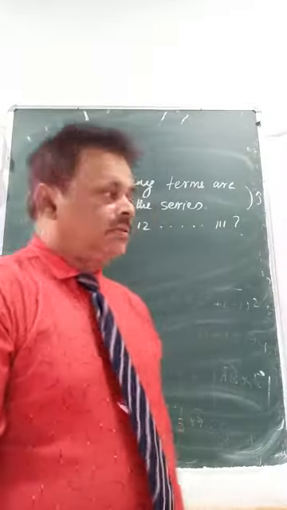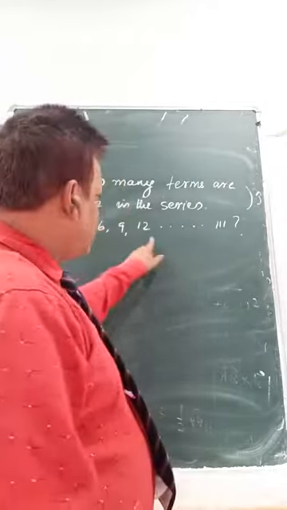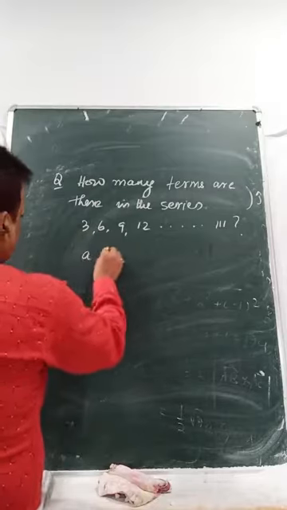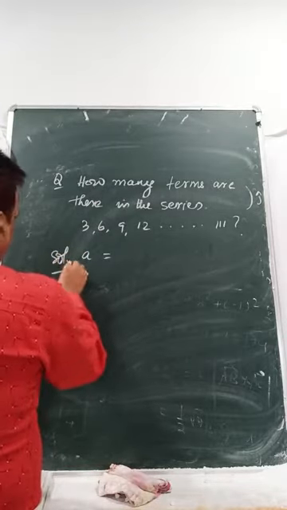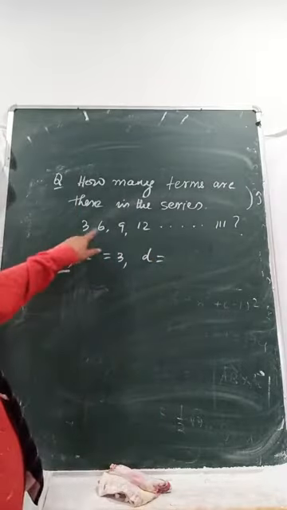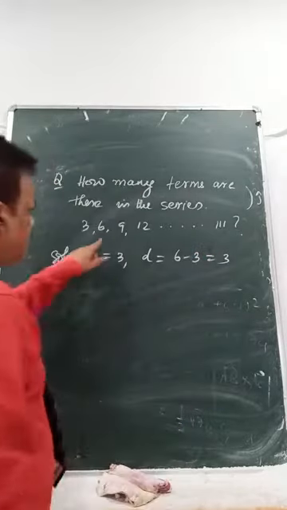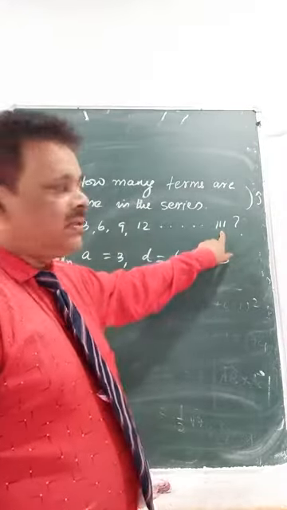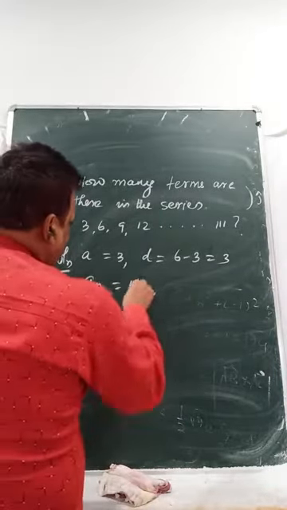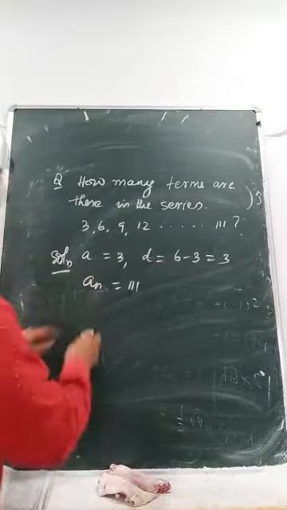Okay, so like this 1, 2, 3, 4, like this. How many terms are there? It is shown here. This is our last term, this is your first term. Means A equals to 3. Then what is D? D is the difference. Difference means 6 minus 3, that is 3. Okay, what about this one? This is your last term. Last term is called AN. AN is 111.